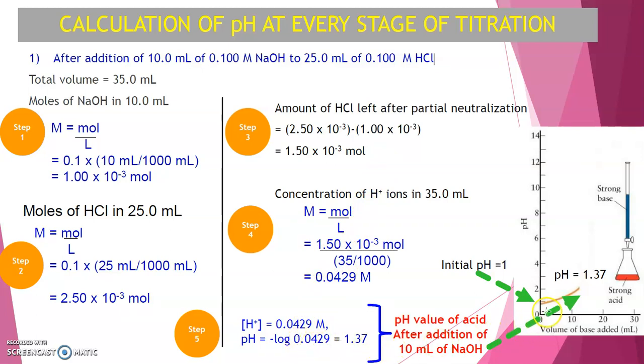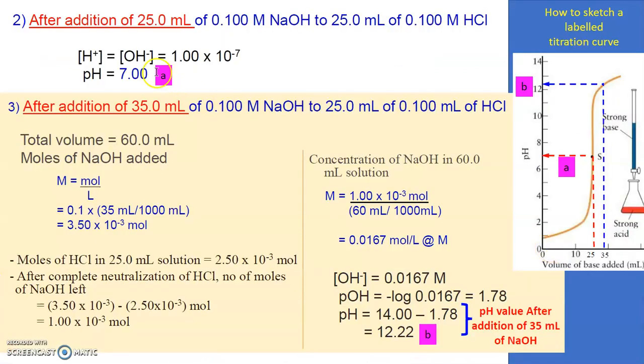So you will get the molarity, and then you need to find out the pH. Then you sketch the titration curve. So here the initial pH you calculate of this 25 ml of 0.1 molar HCl, you will get pH 1. Then you draw the line. After 10 milliliter of base being added, you got 1.37. Then after addition of 25 ml to 25 ml of 0.1 molar HCl, the amount of hydrogen ion and hydroxide ion is equal. So the pH is 7.